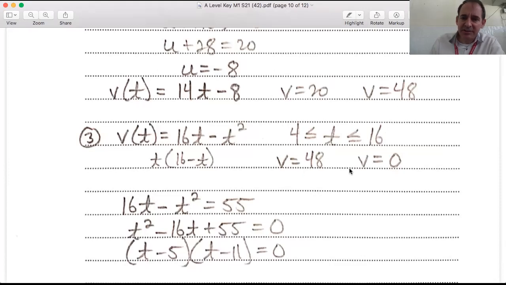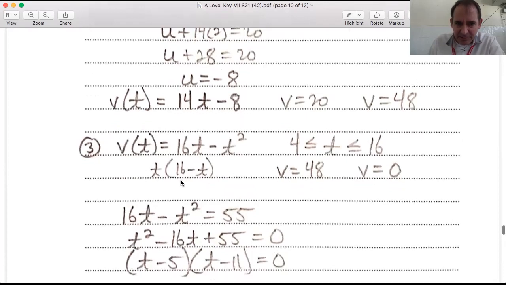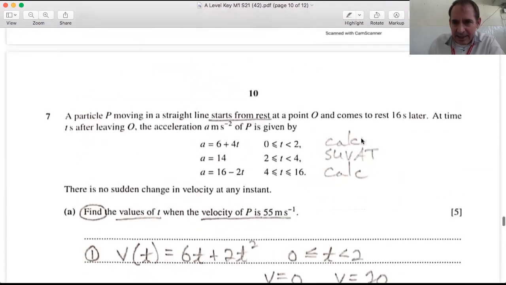And when you plug in 16, you do get 0, which makes sense if you factor this and set it equal to 0. You see that the two places where velocity is 0 are when it starts at rest and at 16 seconds later.